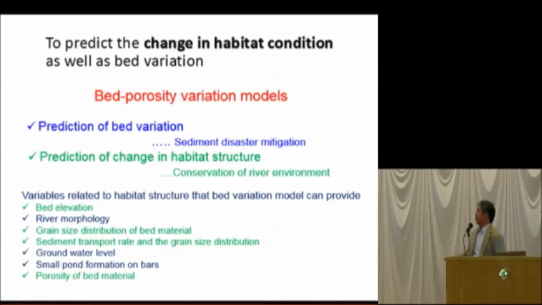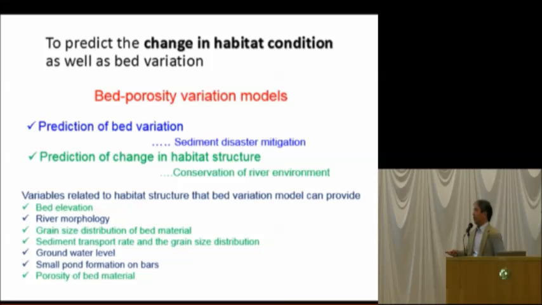What are the variables related to habitat structure that the bed variation model can provide? Maybe the bed elevation is one of the very important factors of the habitat structure, and the grain size distribution of bed material is also a very important factor, and the sediment transport rate and grain size distribution are also very important factors of the habitat structure.